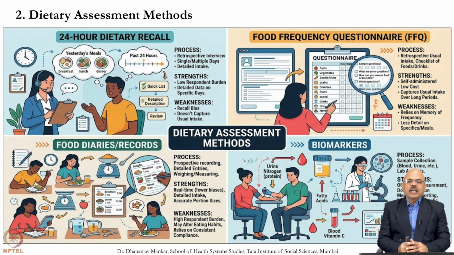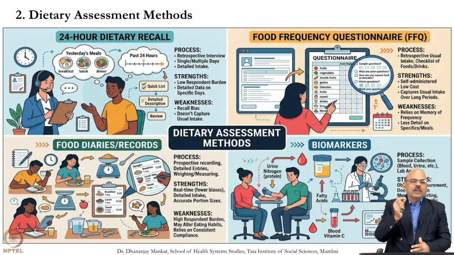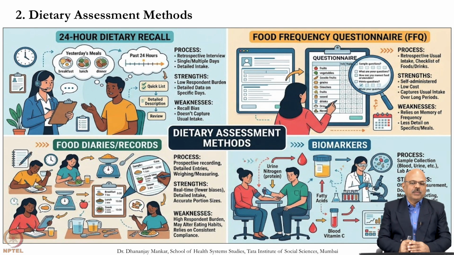The weakness is that it relies on the memory of the individual, and frequency is lower, so fewer details are specified on the meals. Food dietary records are also a very important assessment. They are process driven, where prospective recording is there: timing, amount, quality, quantity. So measurement is very important over there. The strength is that it is real time with fewer biases, and sometimes it can be seen as a very accurate way of assessment.